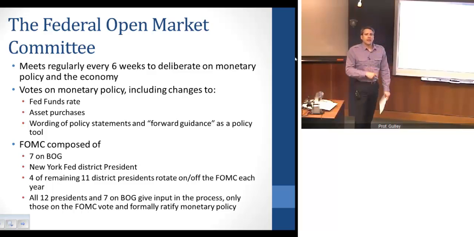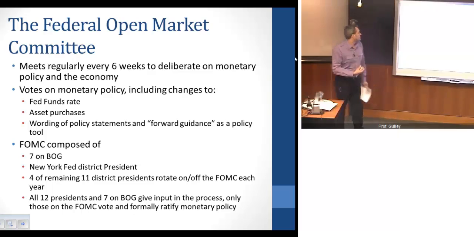The outcome of this is that the members of the FOMC vote on a monetary policy, which can include changes to things like the Fed funds rate, and changes in its asset purchases, which we've seen more recently is a big part of the Federal Reserve's monetary policy. They can also debate the wording of the policy statements. And of course, they vote on this as a committee, in terms of what the policy statement is that's released to the public, and what's referred to as forward guidance as a policy tool.